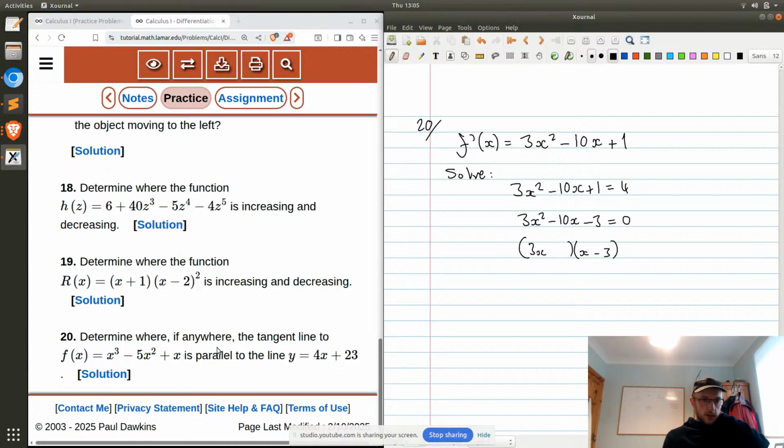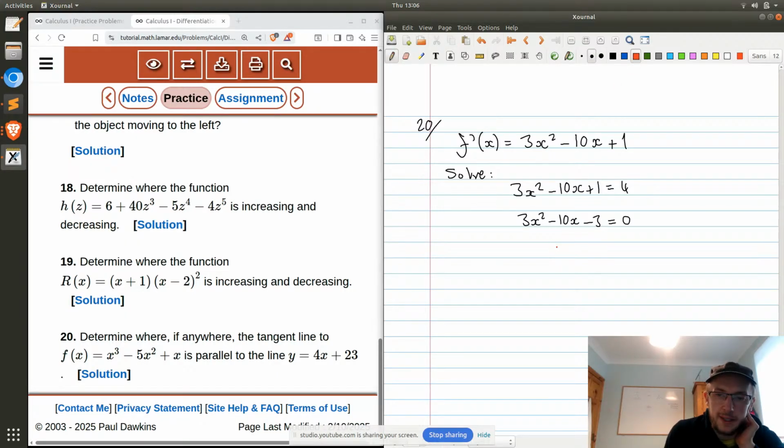Darn. Really hope I did an arithmetic error. 3x squared minus 10x plus 1. No, I think that's fine. And I think that you actually do have to set it equal to 4. And when you take away 4 from both sides, you actually do get this. And you actually can't factor this. But it looks so close. Sorry. Doesn't work. In fact, you don't even know if you can solve this.